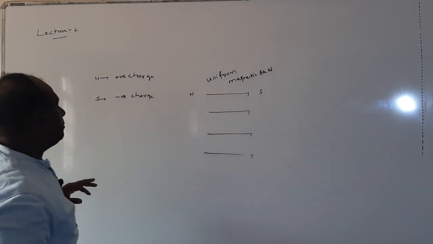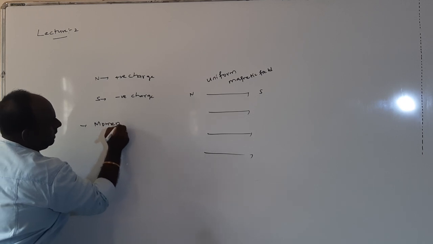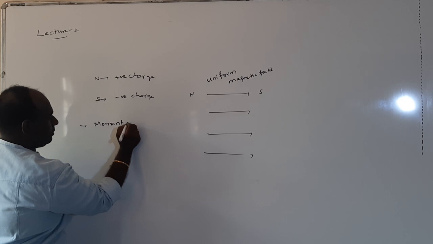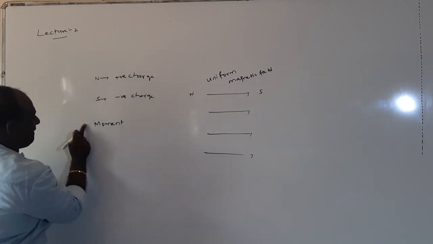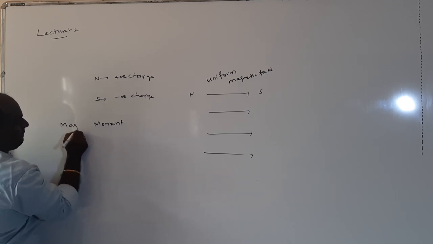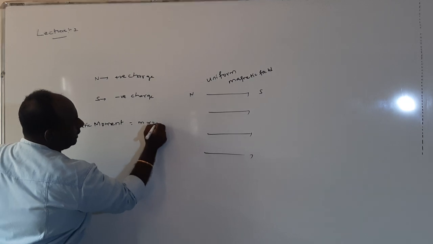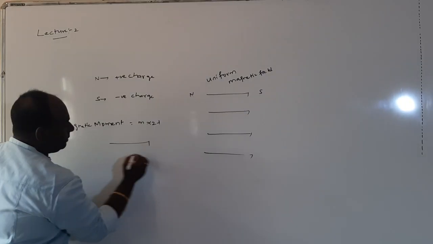And we discussed one more concept, that is magnetic moment. Magnetic moment is nothing but either of the pole strength into the distance between the two poles. Here is the direction of the magnetic moment.